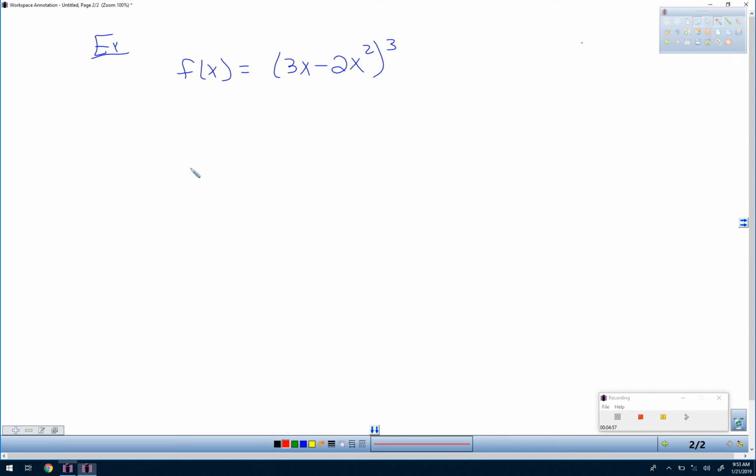Its derivative would simply be to take the derivative of the outer function, which in this case is the derivative of a quantity cubed. Remember, the power rule applies here. Bring the power down, so that would be a 3. Keep the quantity alone, remember, because that still stays.